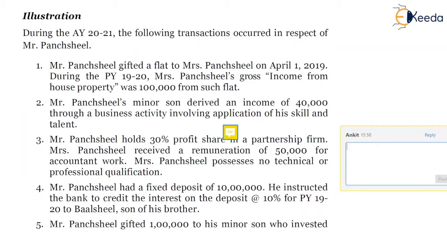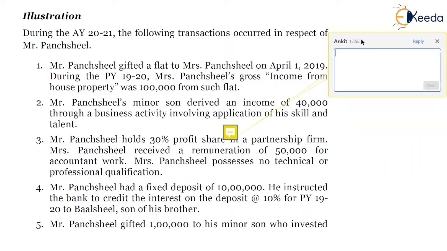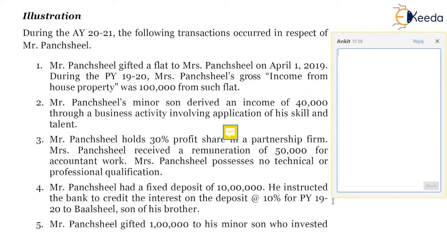So friends, on your screen, first is Mr. Panchsheel gifted a flat to Mrs. Panchsheel. So in this case, income from house property will be part of Mr. Panchsheel's income. So what we can do is, we have to compute income of Mr. and Mrs. Panchsheel and their minor son, right? So income of Mr. Panchsheel.